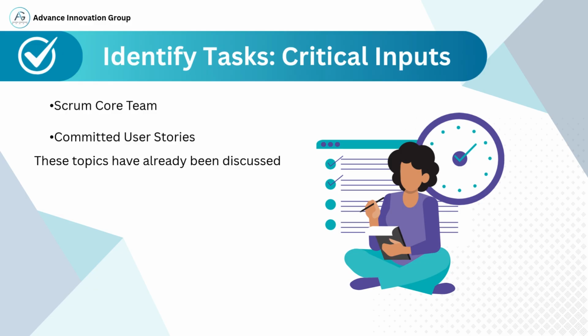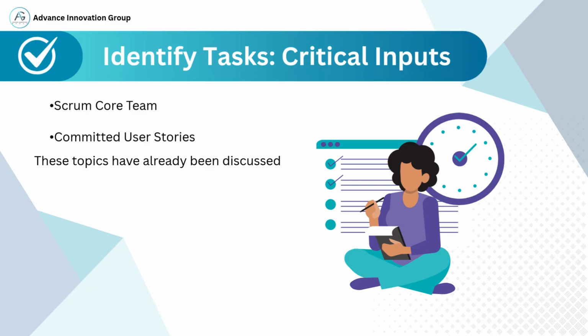Their combined experience, collaboration, and clarity on the sprint goals make them well-suited to break down committed user stories into executable tasks. The second key input is the set of committed user stories. These are the user stories that the Scrum team has already committed to delivering in the sprint. These stories act as the foundation for identifying and detailing the individual tasks required to fulfill them.